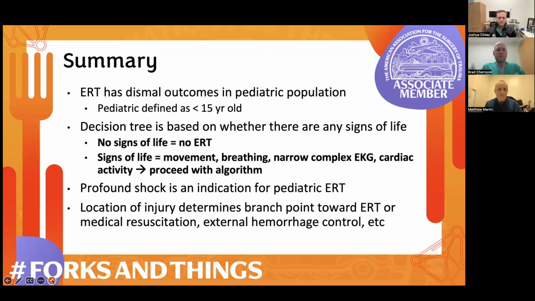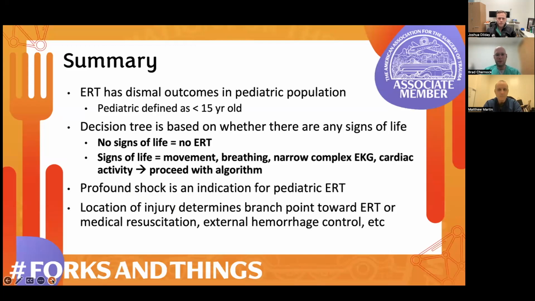Thanks, Dr. Martin. That's really very helpful and a very interesting and useful algorithm. Just to summarize the key points, the emergency resuscitative thoracotomy in pediatric population really does have dismal outcomes, and pediatrics was defined as those under 15, so that is where there appears to be a demarcation in outcomes. Decision tree is based on whether there are any signs of life. If there's no signs of life, then there's no emergency resuscitative thoracotomy.